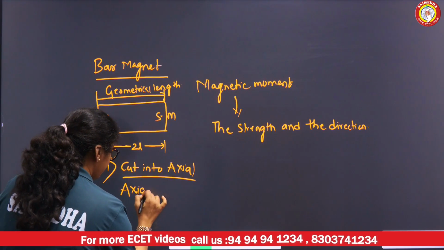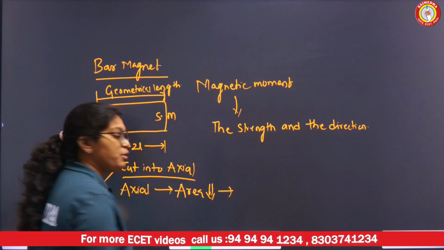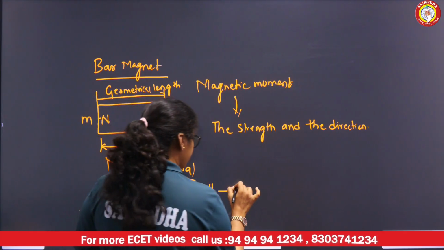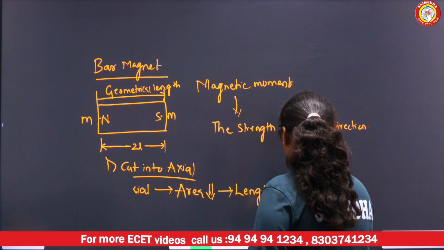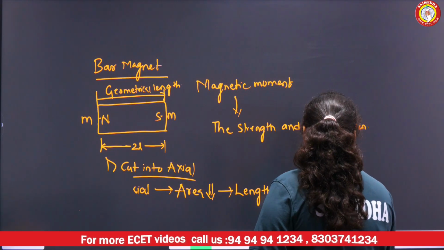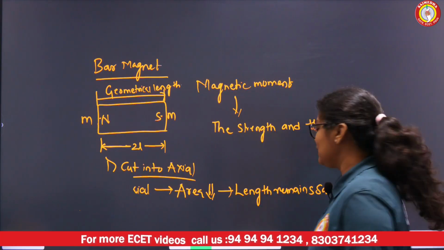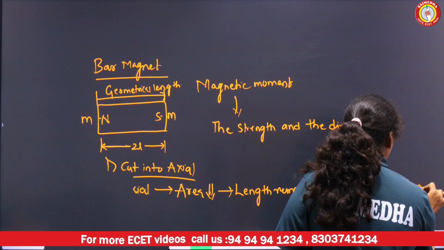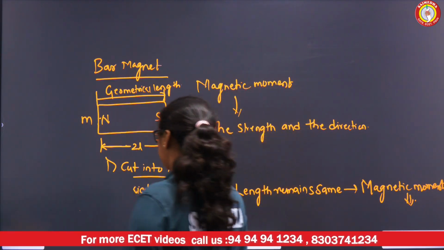So in the axial cut, what happens? Area decreases. Then what about the length? Does the length change? No, there will not be any change in the length. So length remains the same. So simple. Follow this trick, it will be easy for you. Length remains the same, and what happens to the magnetic moment? In the axial cut, as the area is decreasing, the magnetic moment also will decrease. This is very important. The magnetic moment will decrease. If you do it by the formula also, you get the same scenario. So this is the axial case.